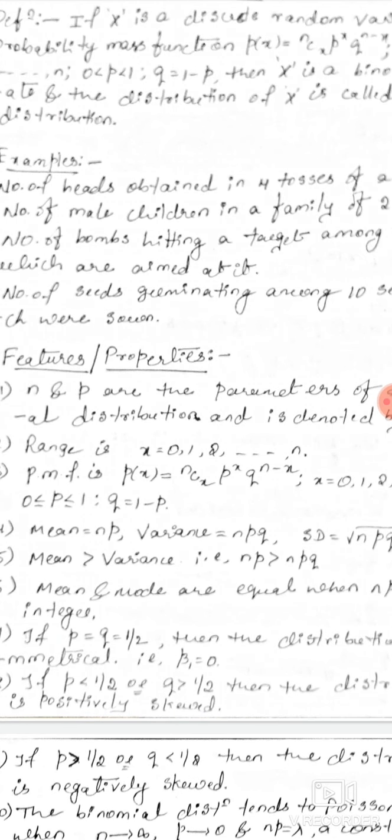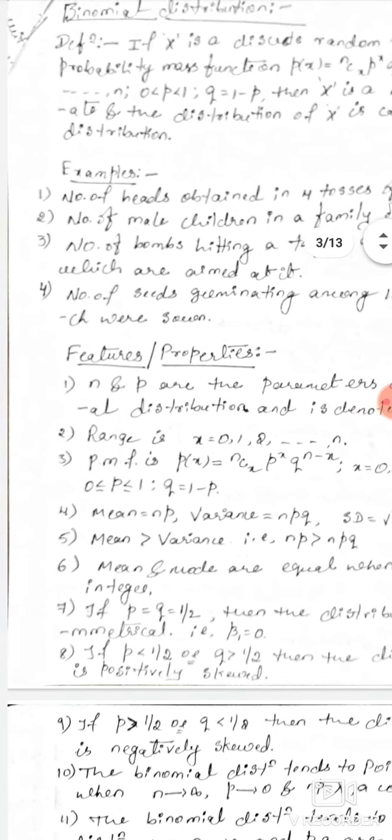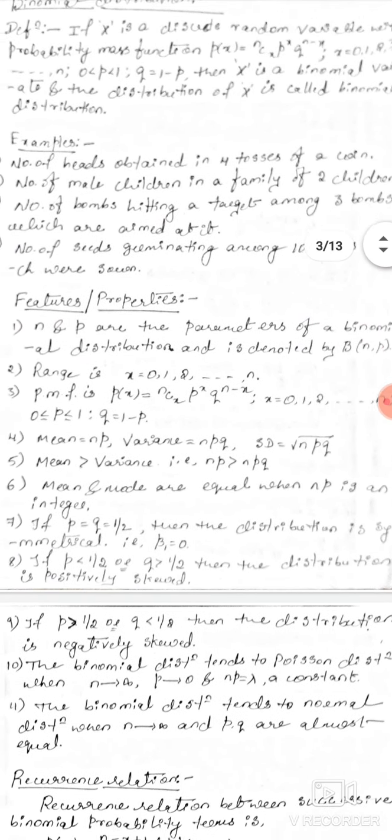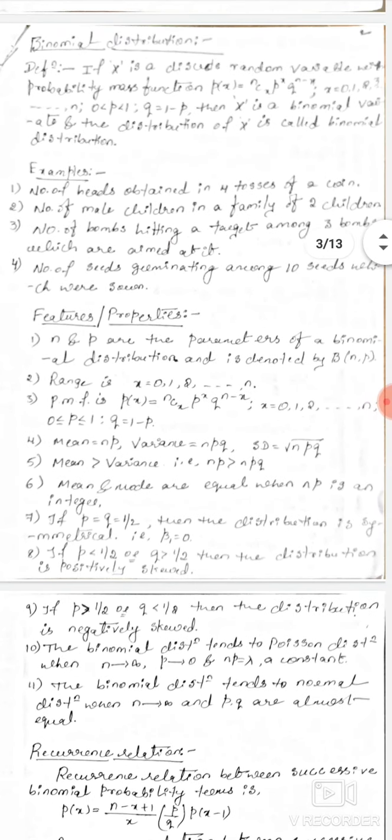Some of the examples for binomial distribution are the number of heads obtained in 4 tosses of a coin. Next, the number of male children in a family of 2 children. The number of bombs hitting a target among 3 bombs which are aimed at a bridge. And the number of seeds germinating among 10 seeds which were sown.